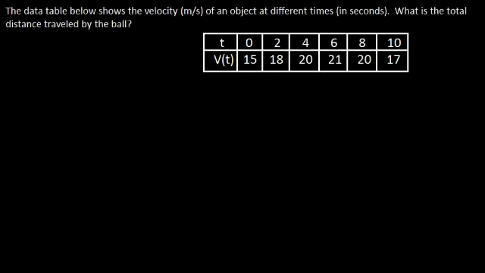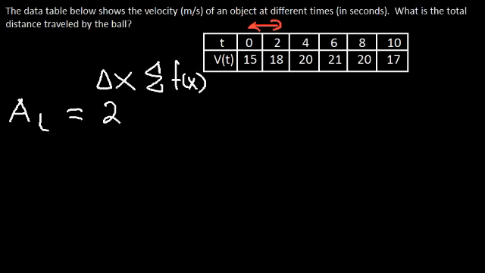Now let's estimate the distance traveled using the left Riemann sum, the right Riemann sum, and also the trapezoidal rule. So let's start with the left Riemann sum. So we can see the width of each rectangle differs by 2. The time changes by 2 seconds. So delta x is 2. Now we need to add up the y values, in this case, the velocity values. Now for the left Riemann sum, we're going to choose every point on the left except the last point on the right. So that's the first 5 points.